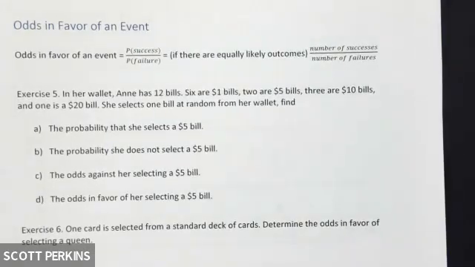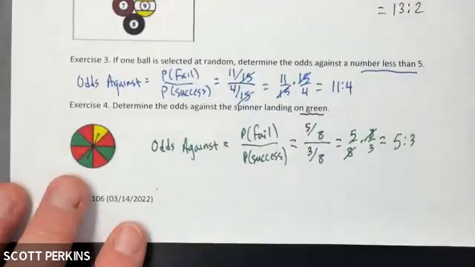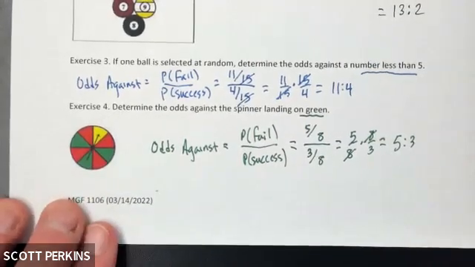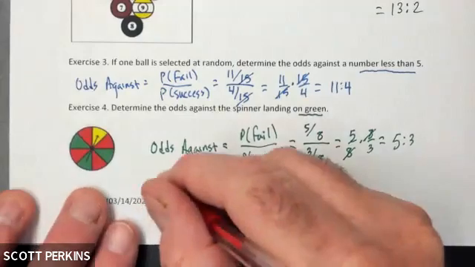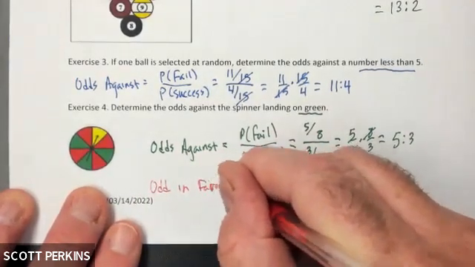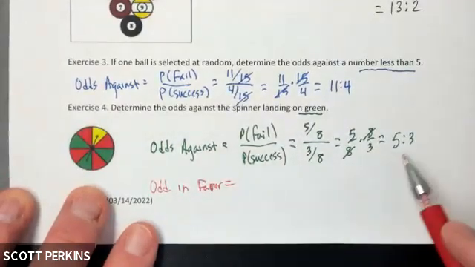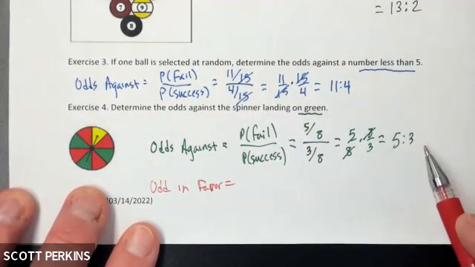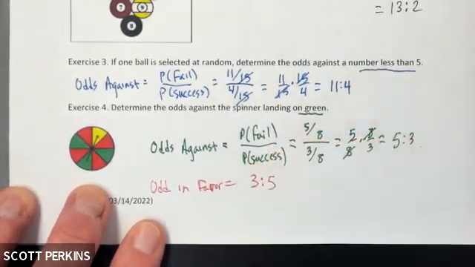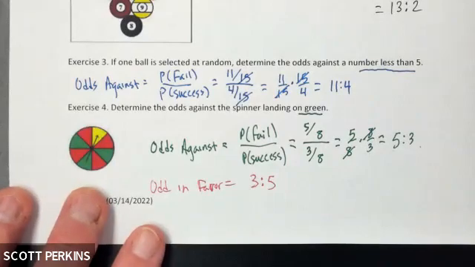In fact, once you've calculated the odds against, you also know the odds in favor. So for instance, in exercise 4, if I then asked you in part B what the odds in favor of a green would be, you don't have to do any calculating at all. If my ratio is 5 failures to 3 successes, that means the odds in favor are going to be 3 successes to 5 failures. So it's just the reciprocal arrangement. There are no new calculations that you have to do.